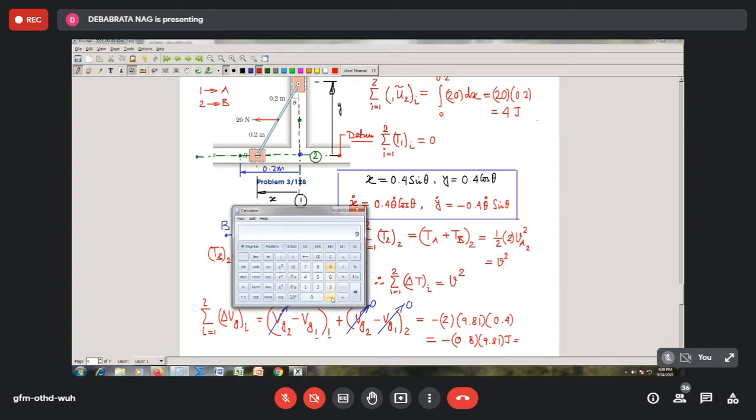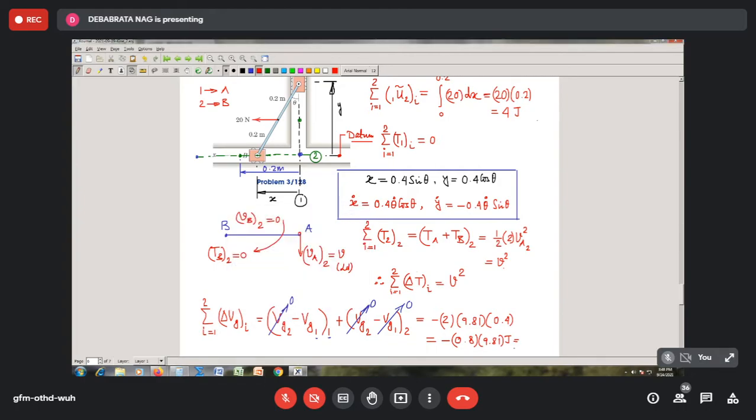9.81 multiplied by 0.8 gives me the value 7.848, so I can say this is minus 7.848 joule. Please check all the calculations, because you need to check it thoroughly. So you see there is a minus sign here, minus 7.848 joule. So that is the thing. And we don't have any spring and so on.